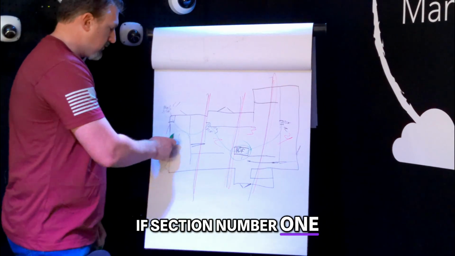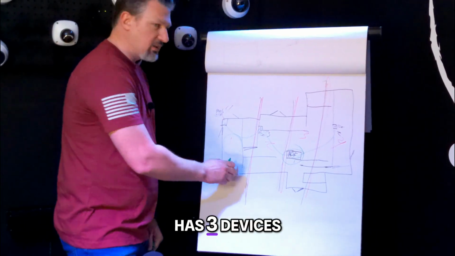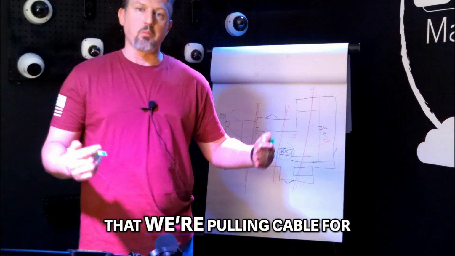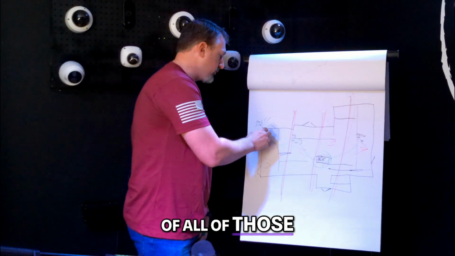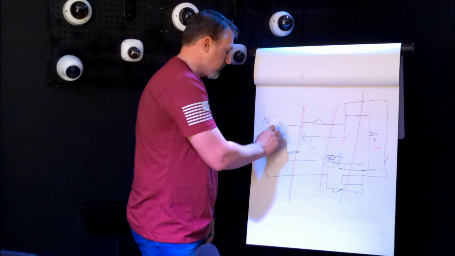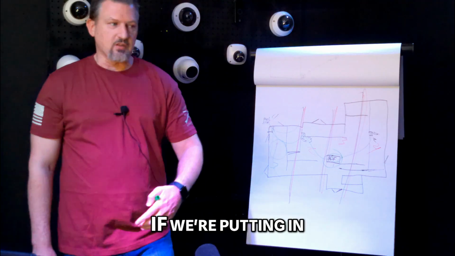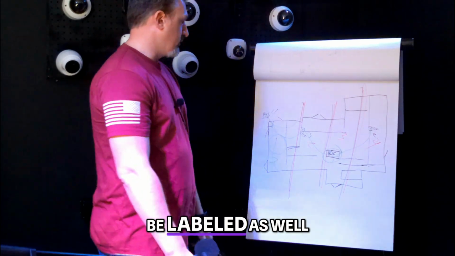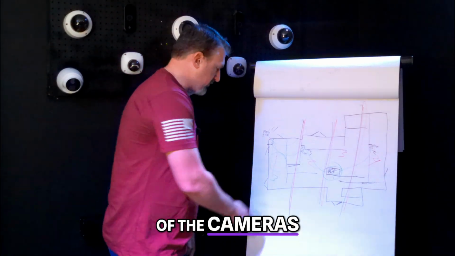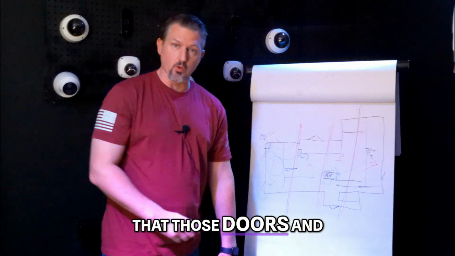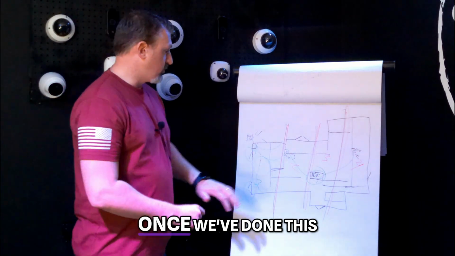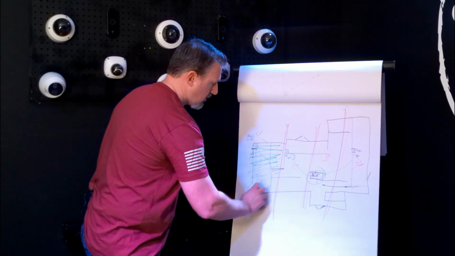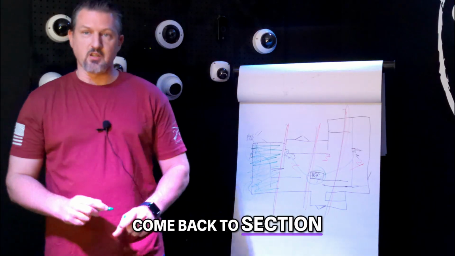If section number 1 has 3 devices, so cameras or wall ports or whatever it is that we're pulling cable for, we want to make sure that we take care of all of those directly out of the MDF or the IDF here. We want to mount those devices. If we're putting in wall jacks, we want to make sure that that is done completely with the wall plates, and those wall plates be labeled as well. If it's cameras, we want to take care of the cameras. If it's doors, we want to make sure that those doors and the access control is done as well. Once we've done this, we can officially green light and mark this one off. Now we never have to come back to section number 1 again.